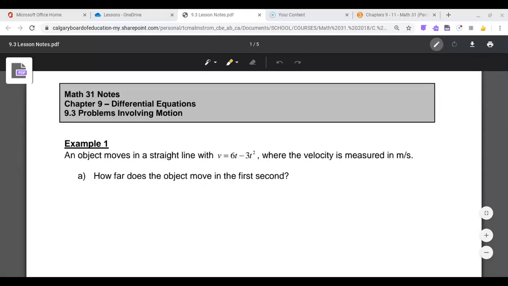Okay, lesson 9.3 continues with the same concepts of 9.2. We're going to look at problems involving motion. So we're still going to be working with our displacement, acceleration, and position functions.